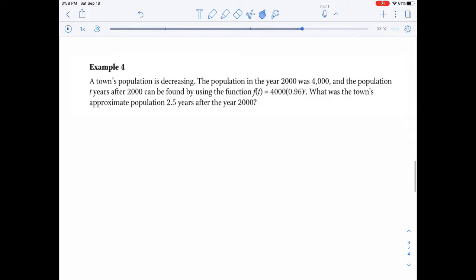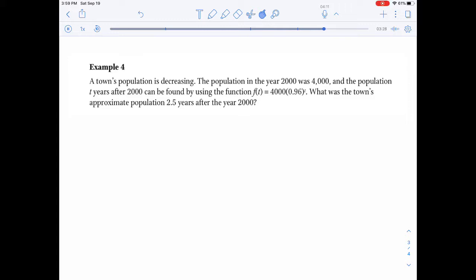A town's population is decreasing. The population in the year 2000 was 4,000, and the population t years after the year 2000 can be found by using the function f of t is equal to the product of 4,000 and 0.96 raised to the t power. What was the town's approximate population 2.5 years after the year 2000?